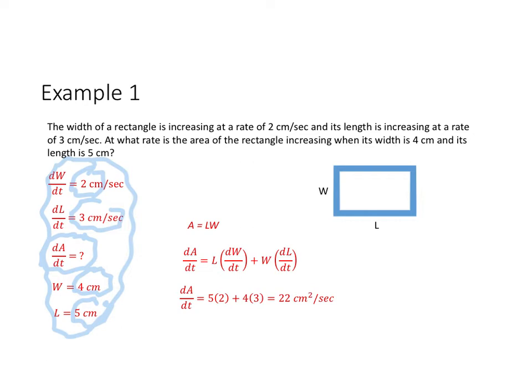5 times 2 is 10. 4 times 3 is 12. Our answer comes out to be 22. And the units, remember this is area now we're talking about, so it's 22 centimeters squared per second. So that is the rate that the area of the rectangle is increasing when the width is 4 and the length is 5.